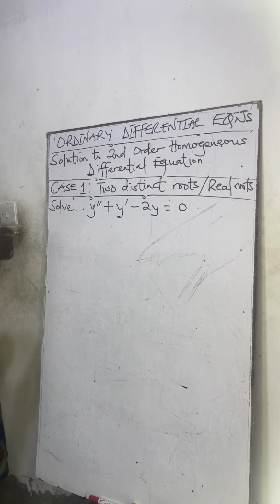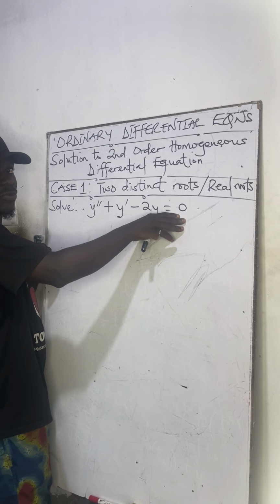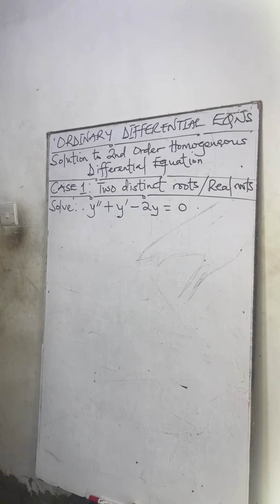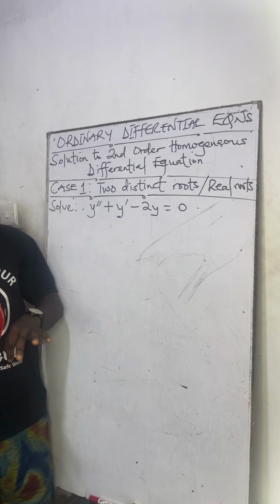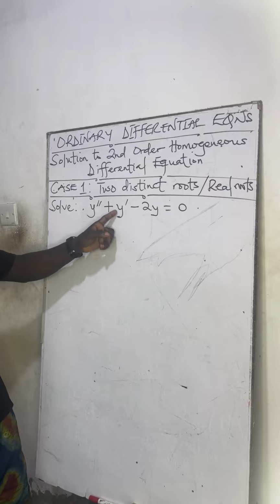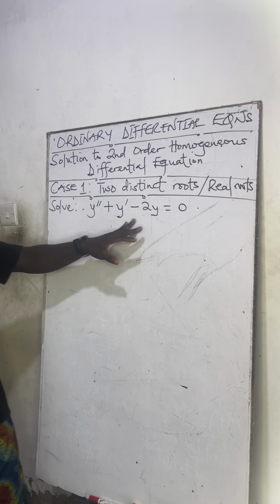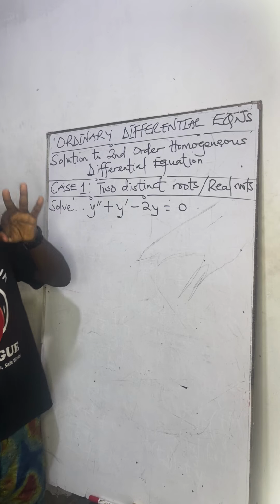Now, again, why do we say that it is homogeneous? When the right hand side is equal to zero, it is homogeneous. And also, when it involves numbers, we call it constant coefficient. So there is a number here, -2. Also, there's a number here, let's say, 1. So it is called constant coefficient.